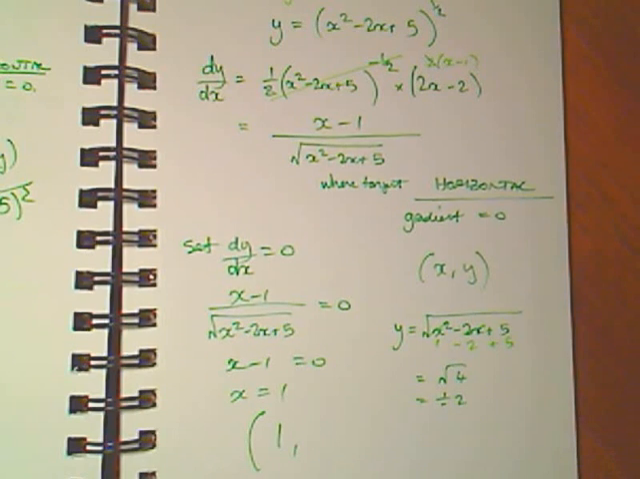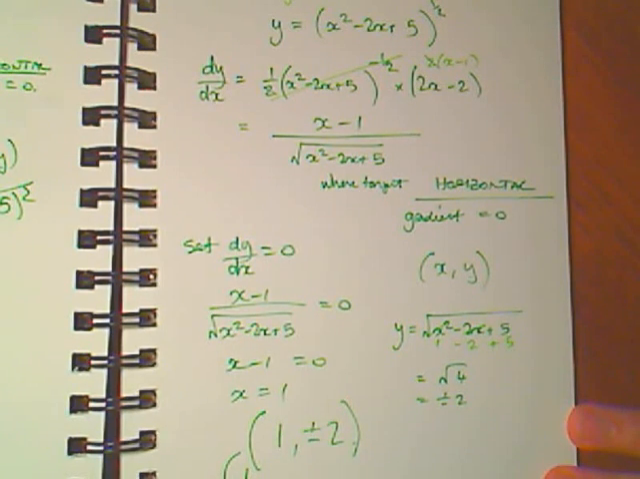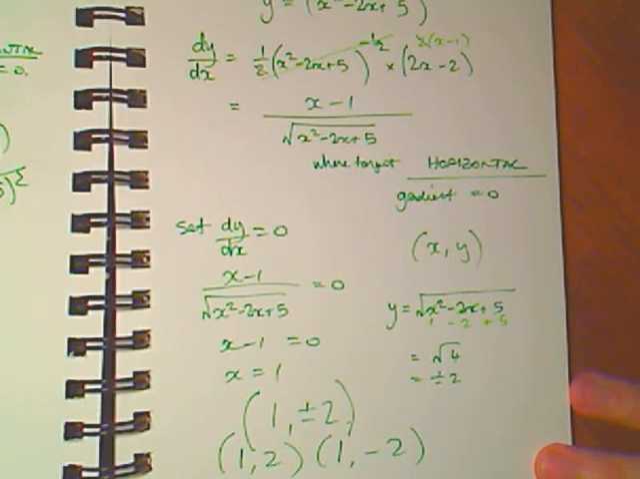Plus or minus 2. This means I have two coordinates: 1, 2 and 1, minus 2. 2 places.